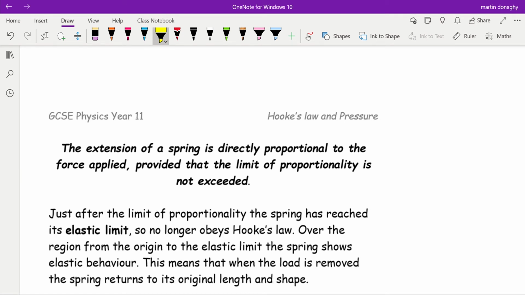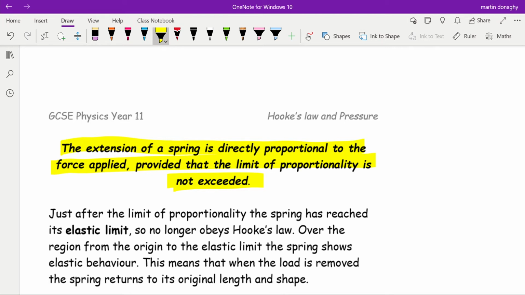Okay, so from our graph, we get our definition of Hooke's law, and this is something you should learn off and be able to state word for word pretty much in an exam. So it just describes a graph. It says the extension of a spring is directly proportional to the force applied.